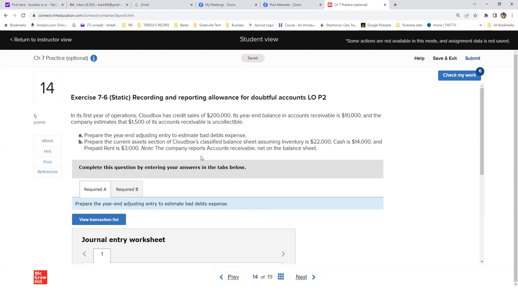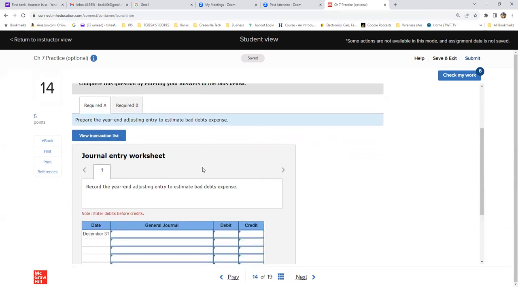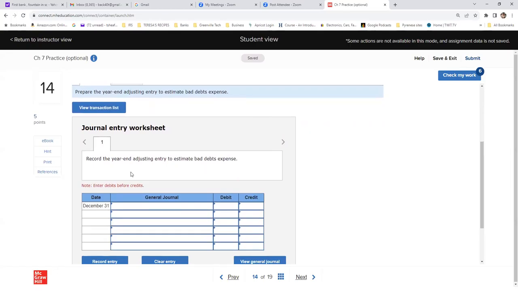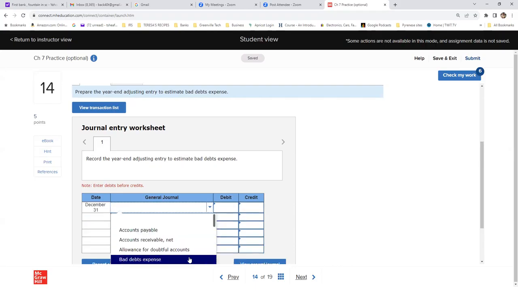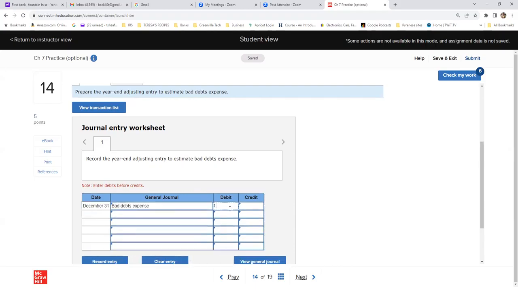Okay, so in this case, under requirement A, we have to record the year-end adjusting entry. So that's going to be a debit to bad debt expense, and allowance for doubtful accounts will be a credit of $1,500.